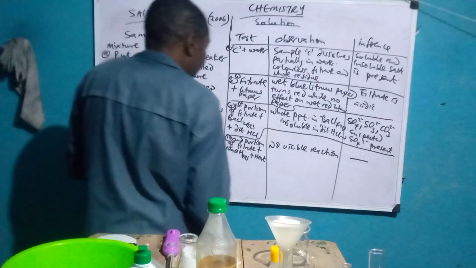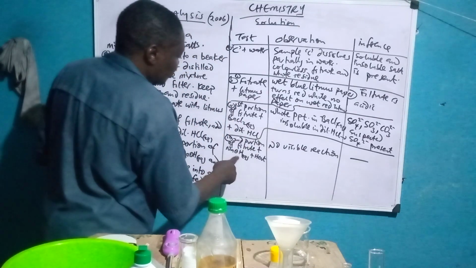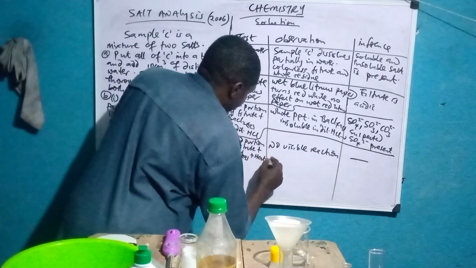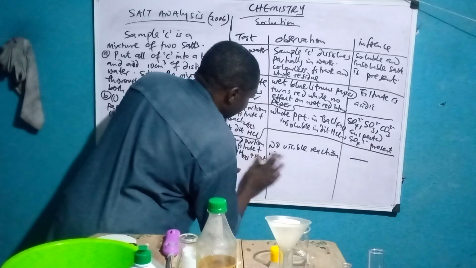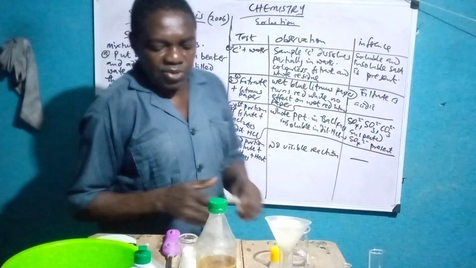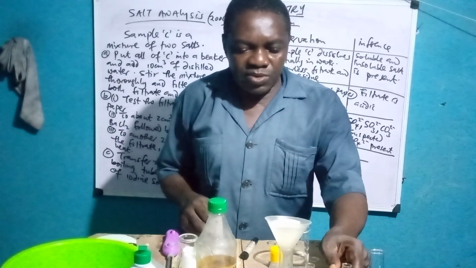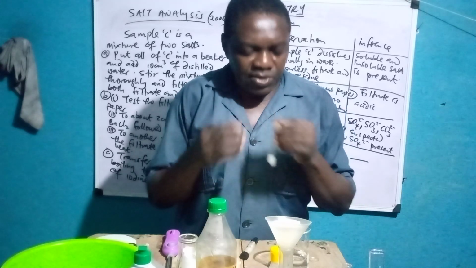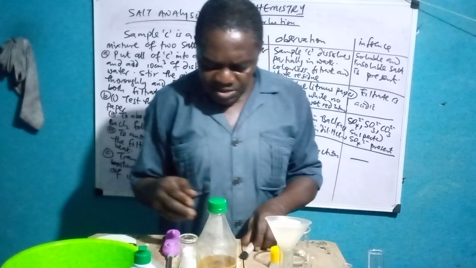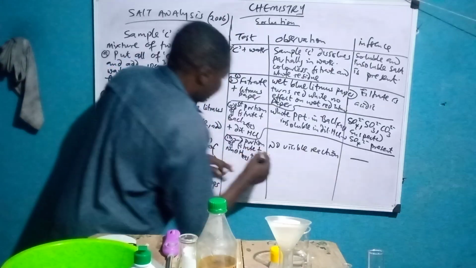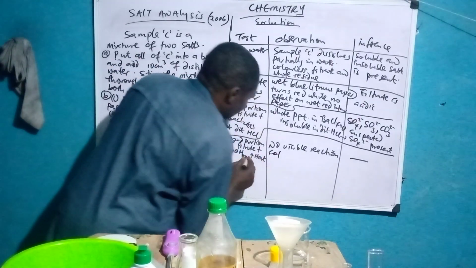So you say second portion of filtrate plus sodium hydroxide plus heat. Red litmus paper plus heat. Okay, another thing we need to know is this. As you test it, use heat, you have to perceive the odor. Colorless gas is released. You see colorless gas. That's when you heat.